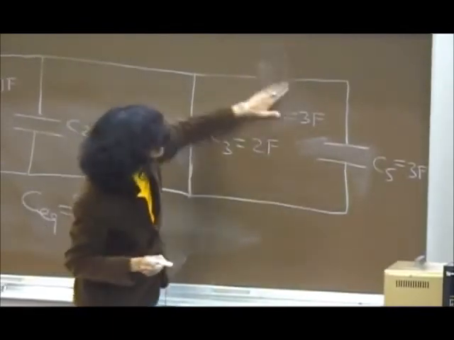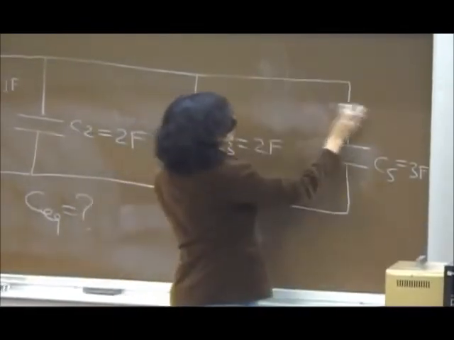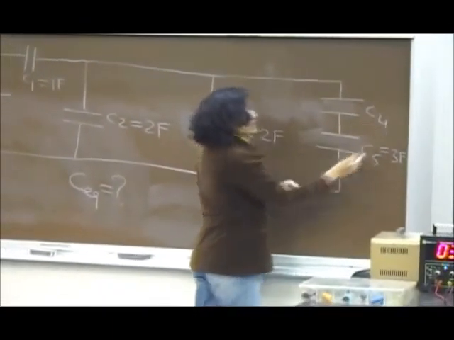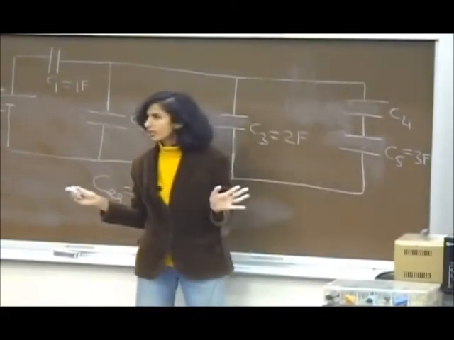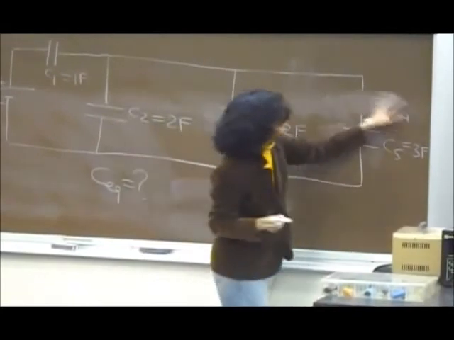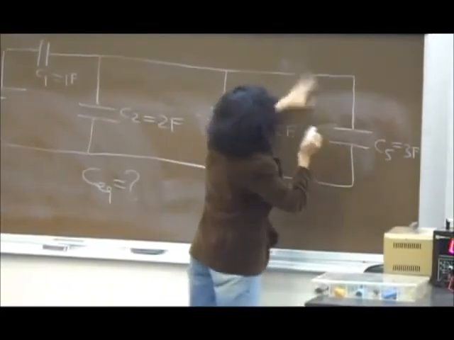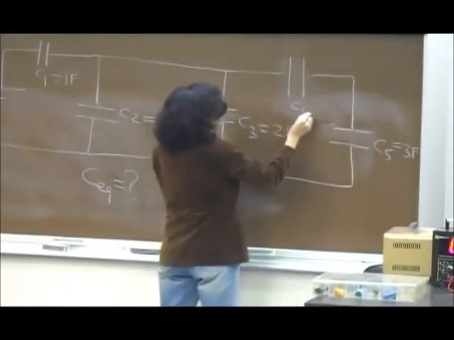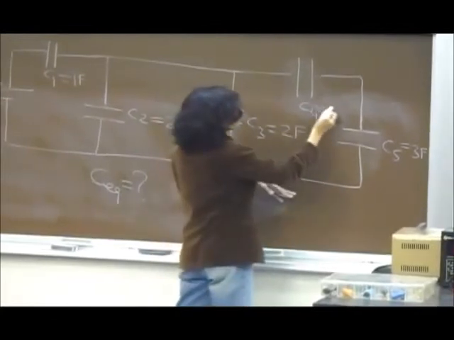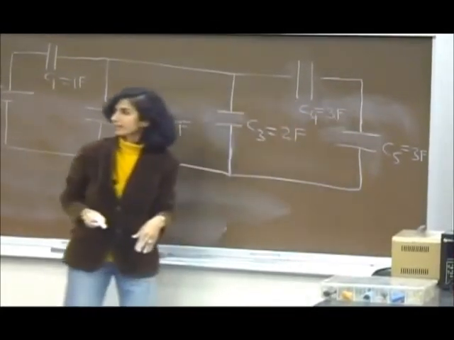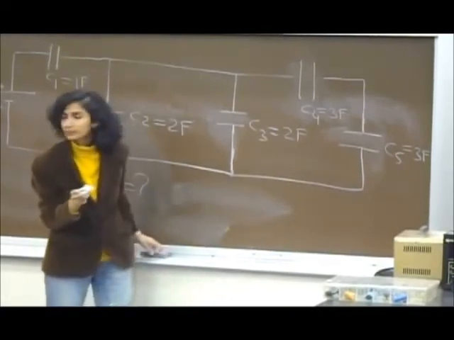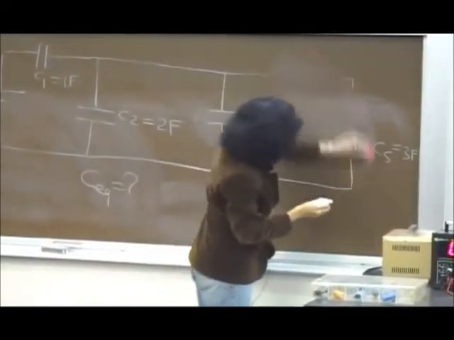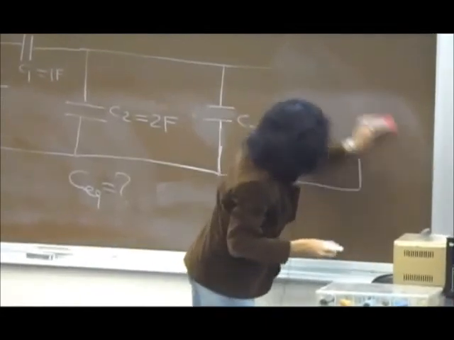By the way, if I had moved C4 from there to here, would it have mattered? No, it wouldn't have mattered. It's just a wire. There's no junction or anything, right? So the same charges will accumulate on C4 and C5. So I know that C4 and C5 are definitely in series, right? So can I combine them into one? Yes. So I can combine these two and replace them with just one.